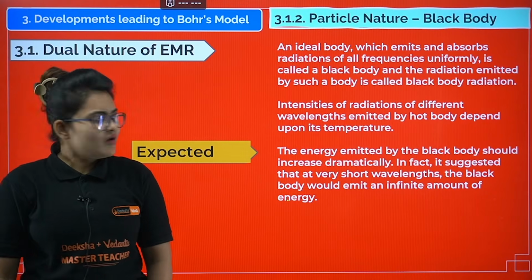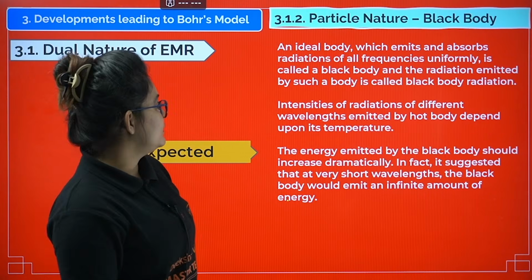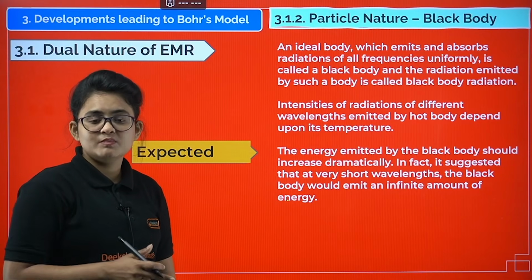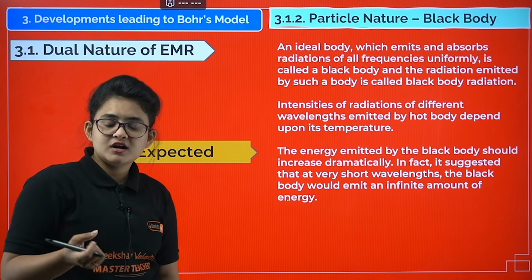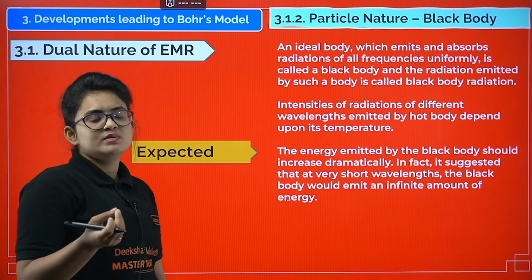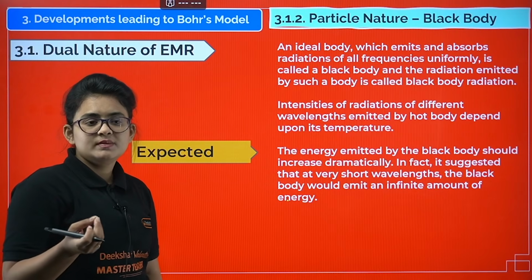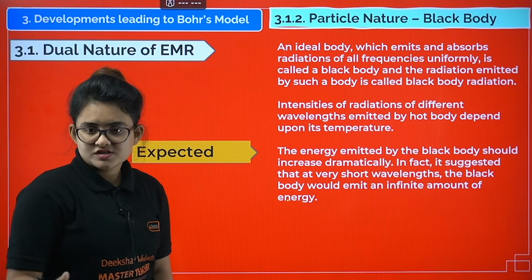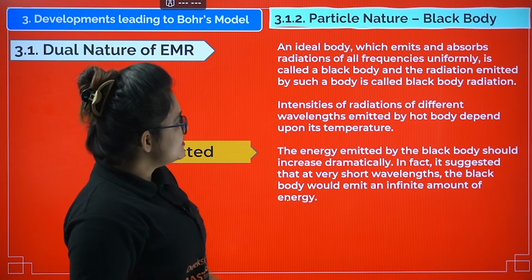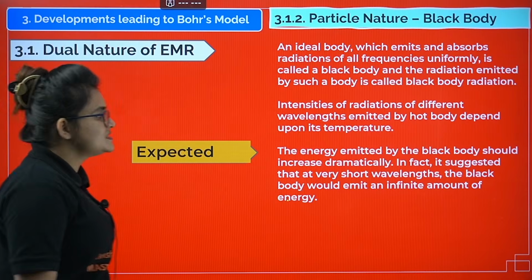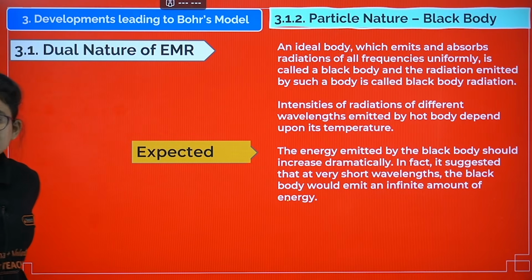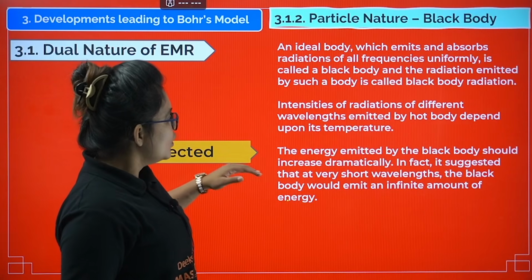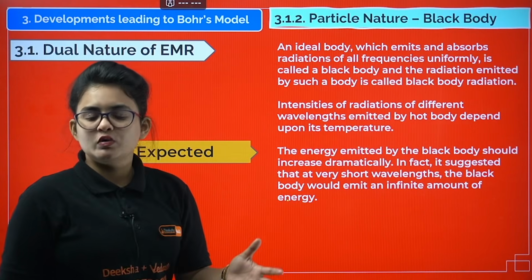Now, the intensities of the radiation of different wavelengths emitted by a hot body depend upon its temperature. If you heat an iron rod, first it will be red, right? Then it will be whitish, then bluish. So it depends upon the temperature. So the energy emitted by the black body should increase dramatically. In fact, it's suggested that at very short wavelengths, the black body would emit an infinite amount of energy.